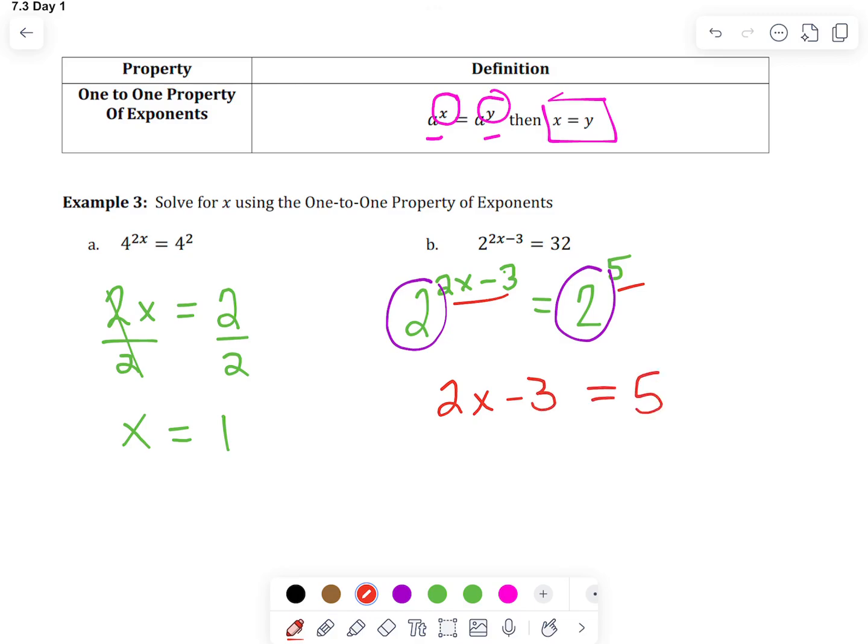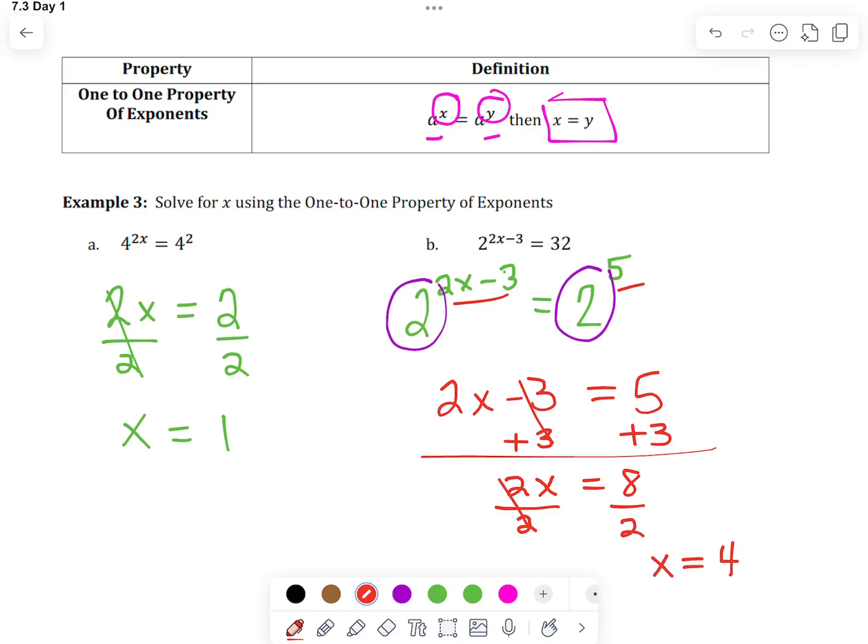So we solve it using our inverse operations. So we would add 3 to both sides. Simplify. 5 plus 3 is 8. And then we would undo that 2, so we divide both sides by 2. And we get x equals 4.